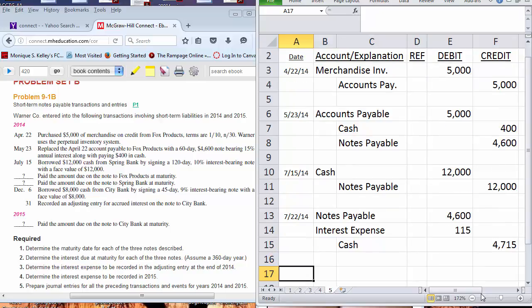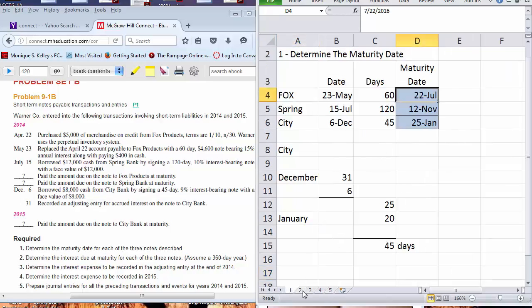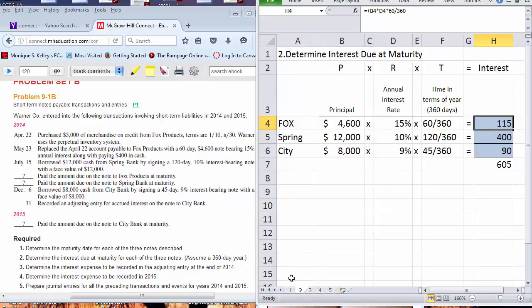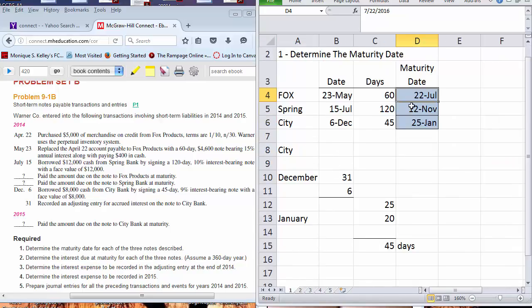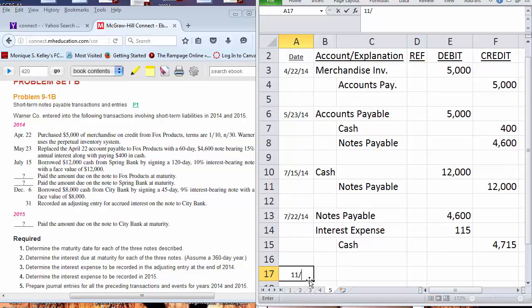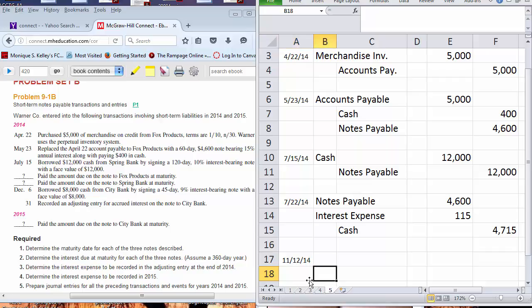Okay, and then our next date, we pay the amount due on the note to Spring. Well, now what's the date for that? So that date would be, what's the date? Oh, right here, November 12th. So let's go ahead and use November 12th as the second maturity date, and this is still in 2014.